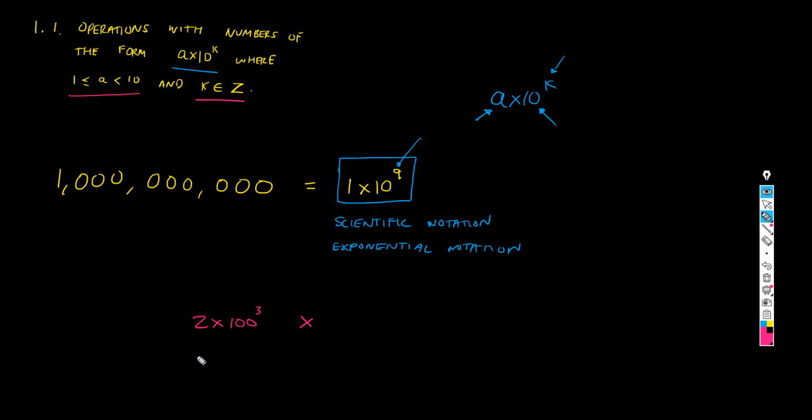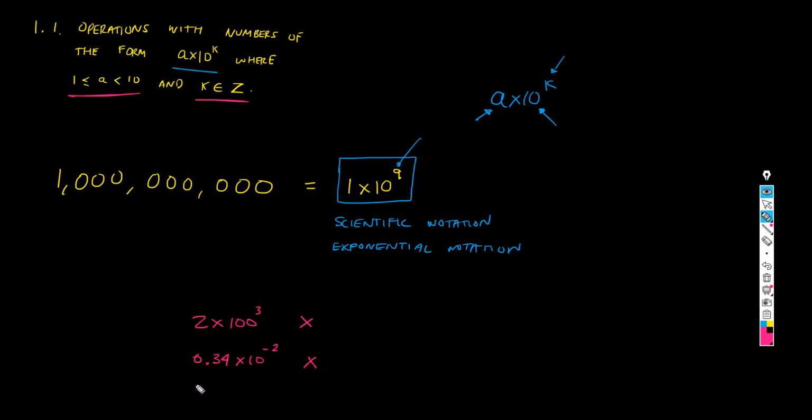Let me give you another example. What about 0.34 times 10 to the minus 2? Let's observe this number, and let's compare it with the form that we are given at the beginning, a times 10 to the k, where this must be true, and this also must be true. So, is this scientific notation?